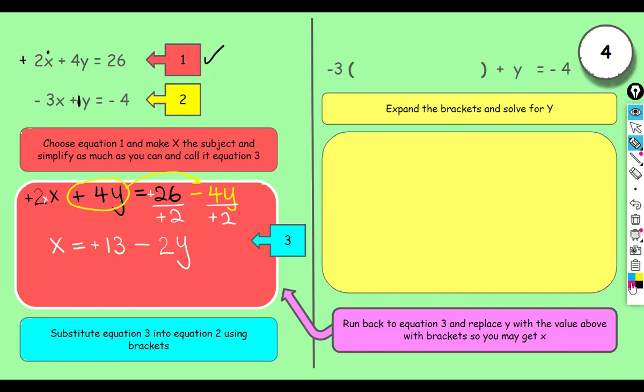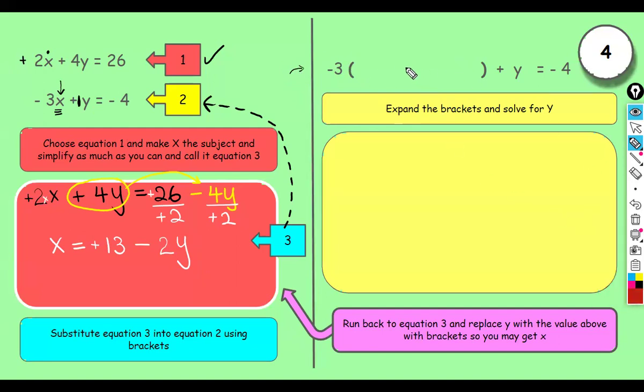So we're going to take equation 3 and run back to the one we did not use as yet, which is equation 2. So when we go to equation 2, wherever you see x, you're going to throw him away and replace him with positive 13 minus 2y, but in brackets. So I have it laid out here already, right? I have the minus 3. Look in here. Replace the x.